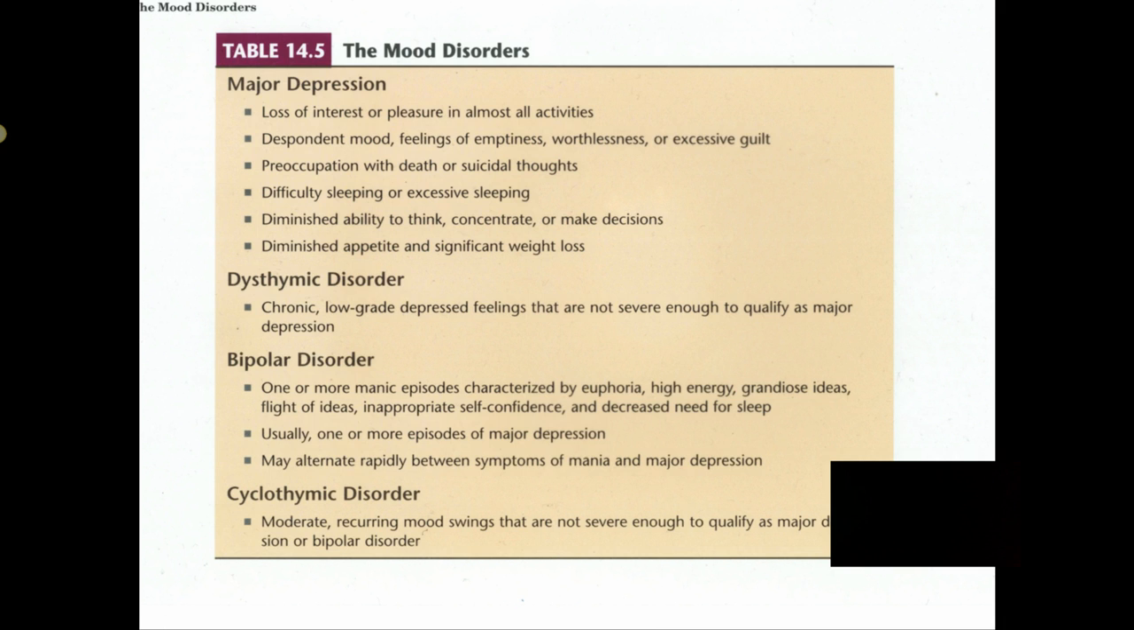Now, bipolar is what we call manic depression. So you have one or more manic episodes, which is this incredible high feeling of euphoria, and then you'll cycle down to a major depression. So you're going from the highest highs to the lowest lows. It's this tremendous roller coaster. And sometimes you can switch within a day. Boom. The way to treat bipolar is with lithium for mania, and then antidepressants for the depression, and also talk therapy.